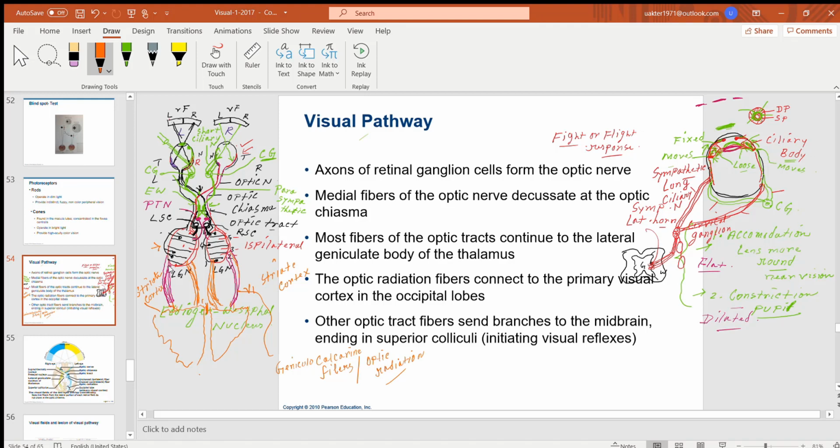Okay, same thing. So that's how the signal from the eyes reaches the primary visual cortex. Now you know the entire pathway. So now I'll show you what would happen if a lesion occurs anywhere in the visual pathway.